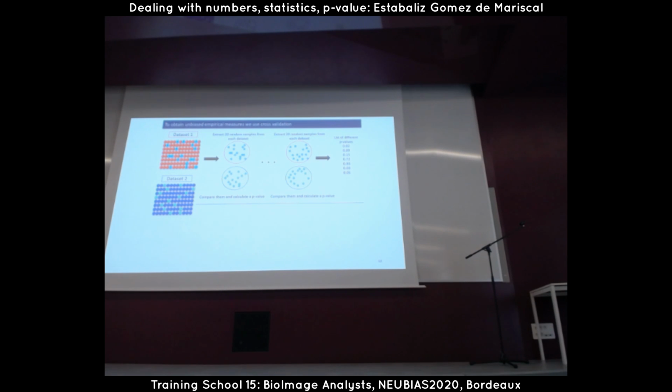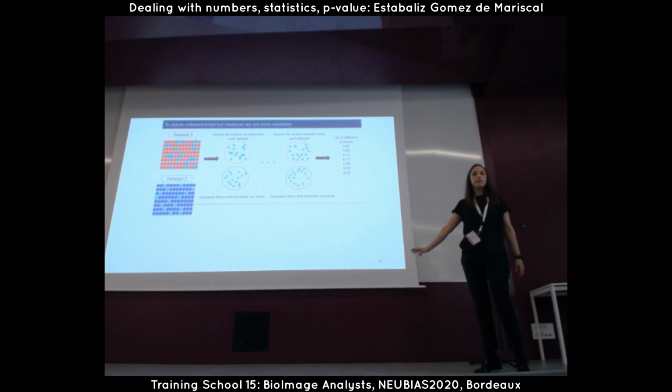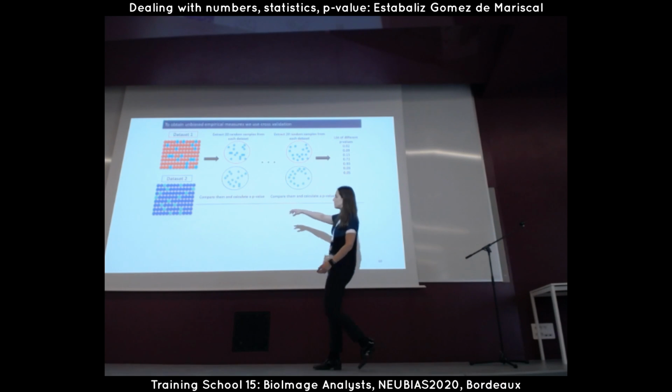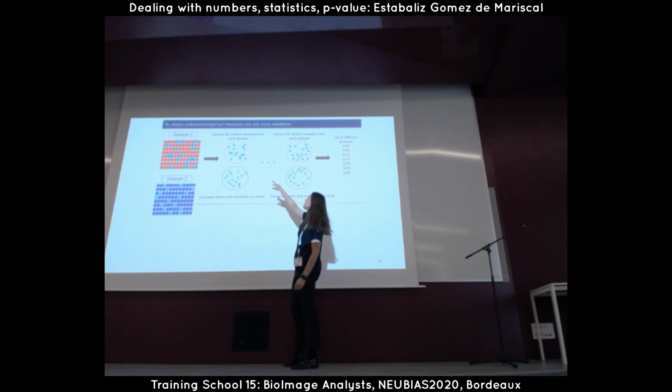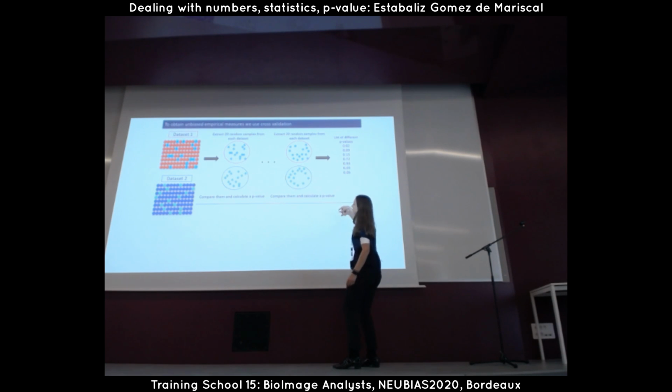So this is the way you do it. In general in Monte Carlo cross validation, you have your two data sets, and you choose a random number of blue points in the red one and green points in the blue one, and you choose 20 of them. You compare them, and you get the p-value. Then you put them back with replacement, and you take other ones, and you repeat this a number of times, and you get a list of p-values.